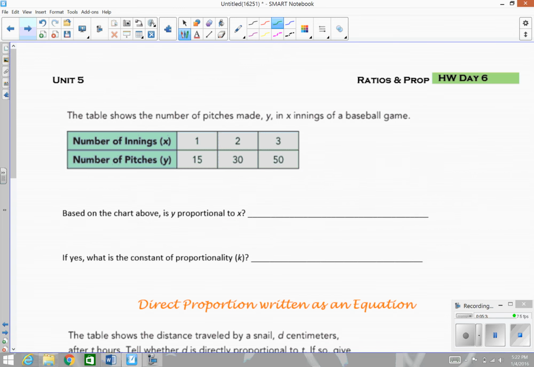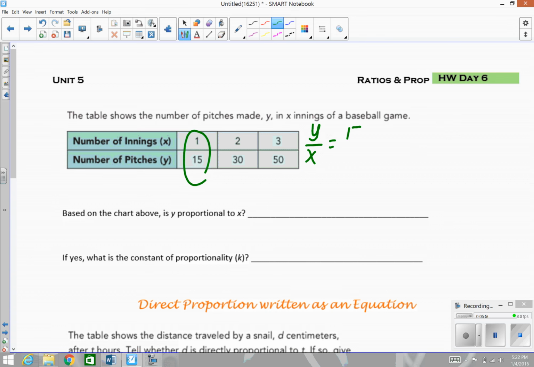On the next page, we have another example here. And again, every single time, it's always y over x. Unfortunately, every year I have students who want to do x over y, and it's just something you really have to memorize: y over x.